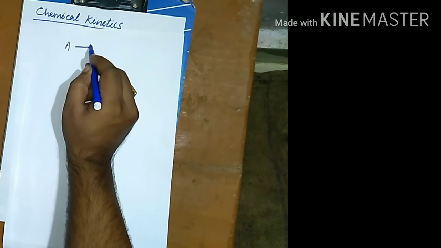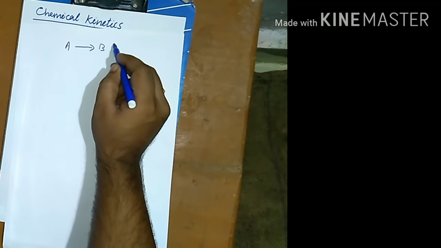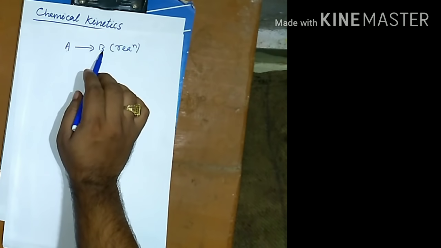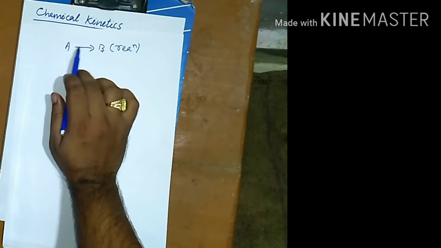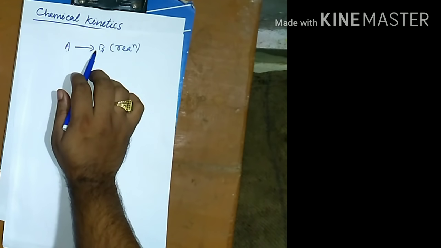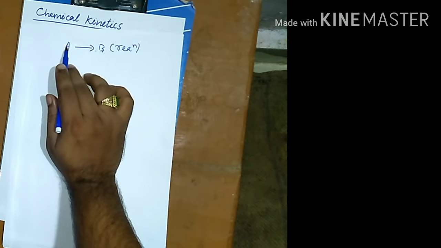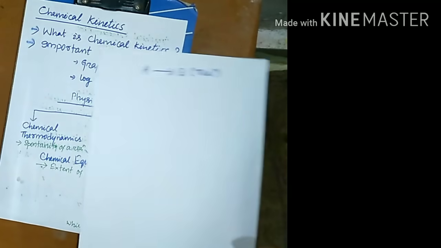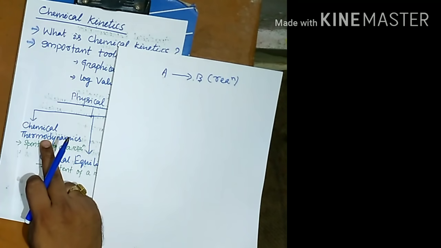Suppose it is A to B, I am giving you an unknown reaction. Whether this reaction is feasible or not, whether this reaction is feasible or not, this is taught in chemical thermodynamics.